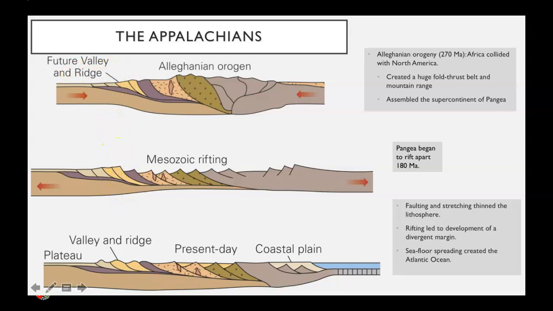Now, in recent times, present day, here's the Valley and Ridge. These are the rocks of eastern Tennessee, and then out here would be the Cumberland Plateau of Tennessee. And here are the rocks of the Blue Ridge, and then the Piedmont, and then we have our coastal plain rocks.